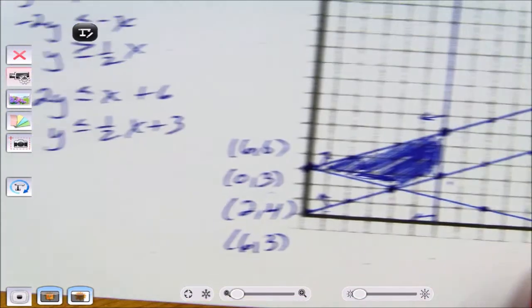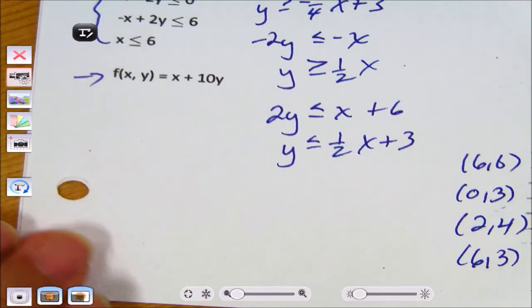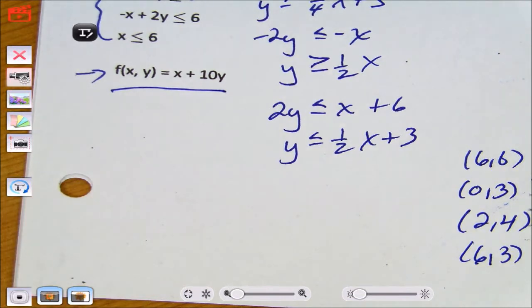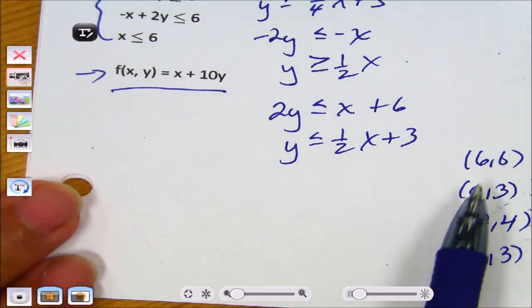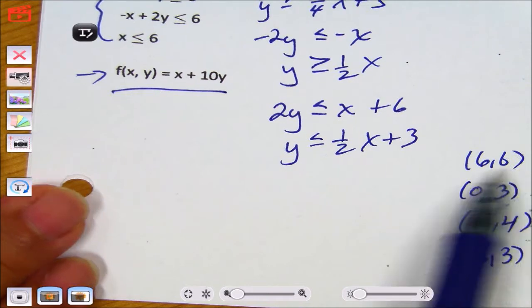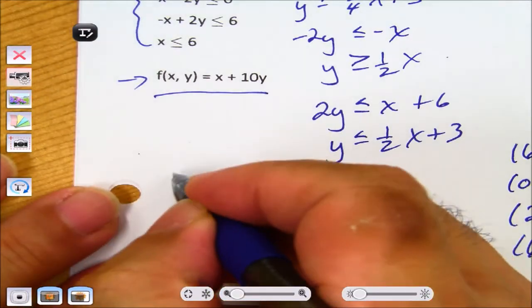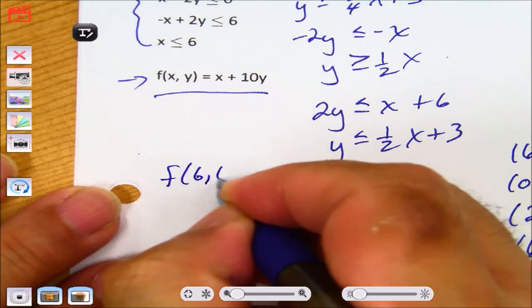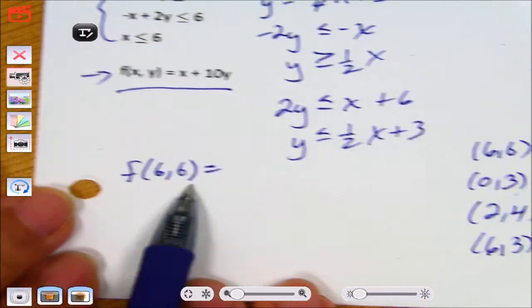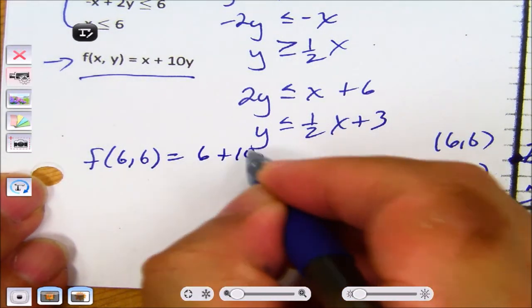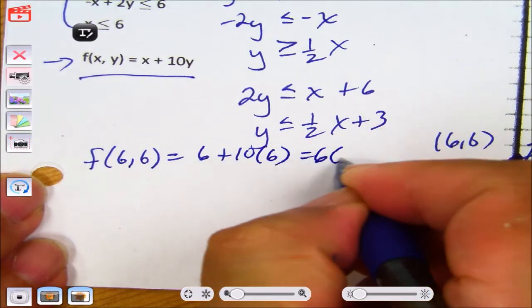You go back. Remember this other equation we had over here? This is the objective function. I'm going to take these ordered pairs. Remember, this is x comma y. So I'm replacing it. The x was 6 and the y was 6. You say f of 6 comma 6. That's the ordered pair that we're plugging in. That's going to be 6 plus 10 times 6.